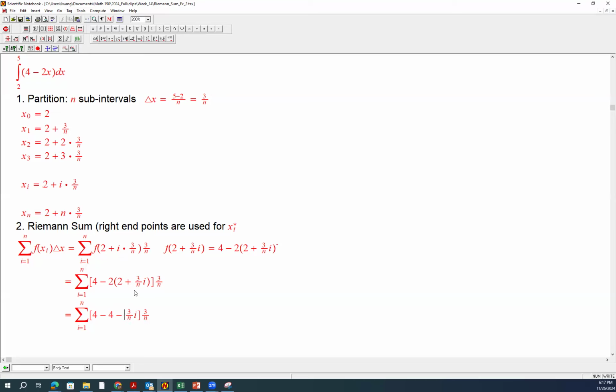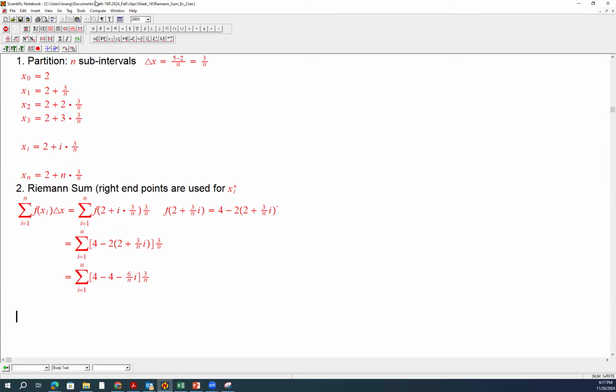And minus 2 times 3 over n times i is minus 6 over n times i. Then 4 minus 4 makes 0. You want to leave some space for you to check your work. Double check: negative 2 times 2 is negative 4, and negative 2 times 3 over n i is negative 6 over n i. So we got it right.